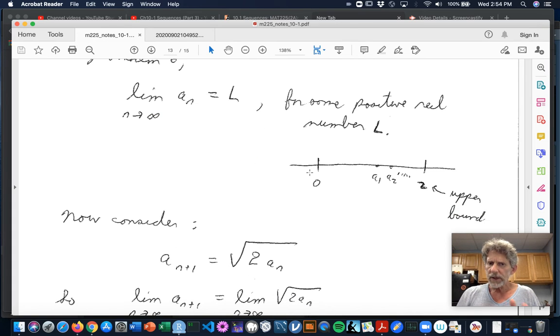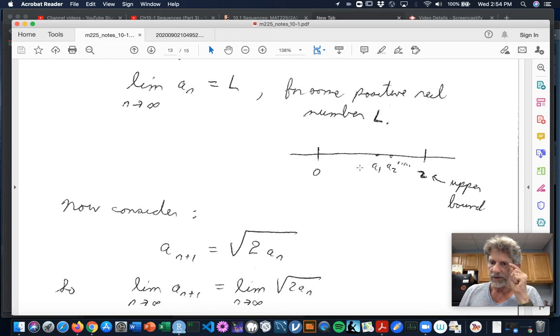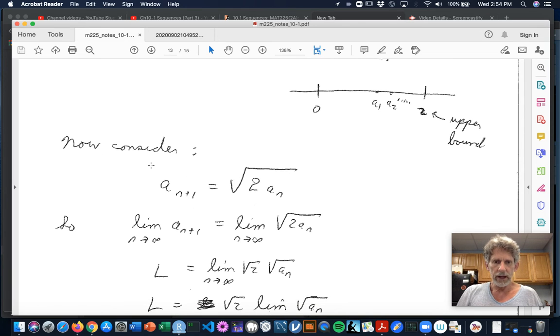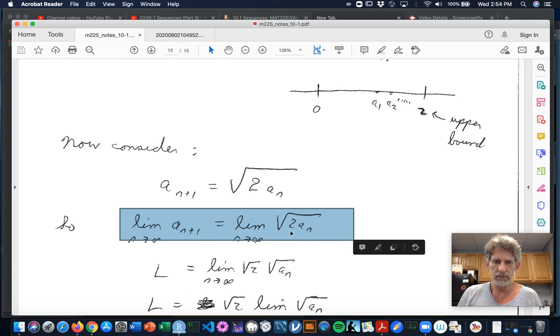And I know it's got to be a positive number because the a_1 is already square root of 2, and then it's an increasing sequence. Everything's positive. I'd like to actually see if I could find what that number L is. So to that end, I'll have you consider the builder rule again. And what if we took the limit as n goes to infinity of both sides, like this?